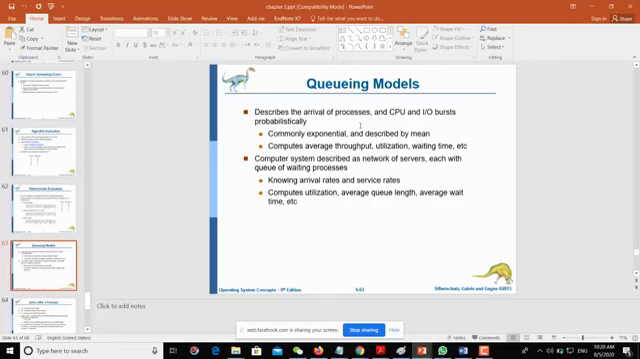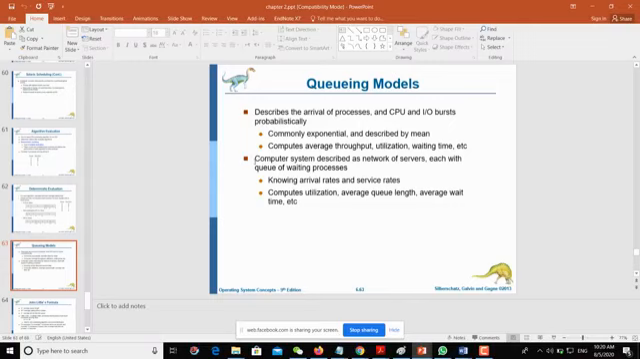By means average. Normally one can't explain it in a perfect way, in accurate figures. We always try to explain it in terms of mean or average. It computes average throughput. You see, the word average is used. The average throughput means the number of jobs or tasks performed in unit time, utilization, waiting time, etc.